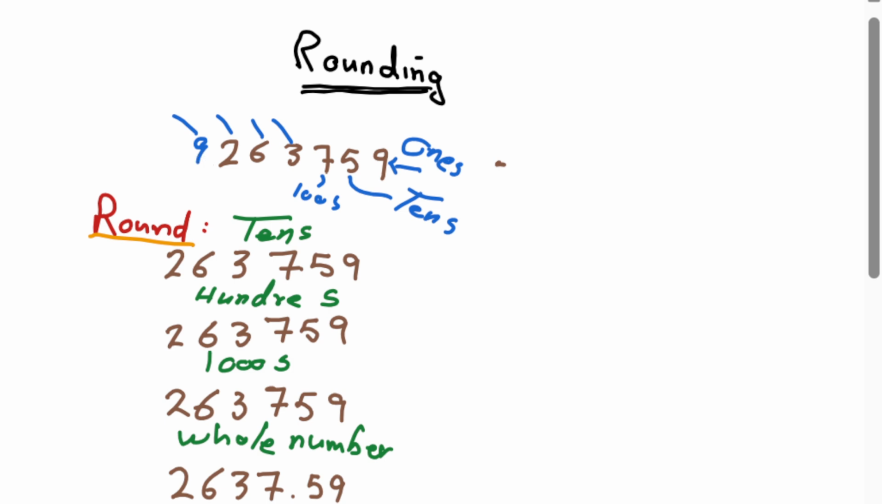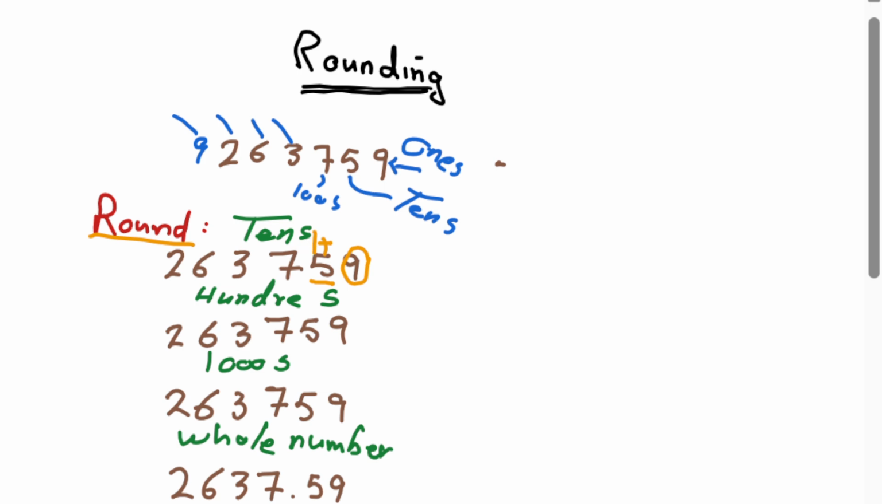Now to round, you will first need to know the place value. So now the question says round to the nearest tens. We will first underline the tens, which is this nice 5 here. Now who decides if the 5 stays or goes up? The next number, which is 9. If the next number is 5 or more, this number goes up. Goes up means you add 1 here.